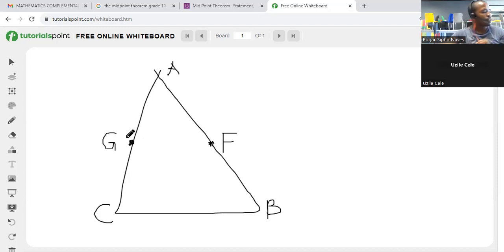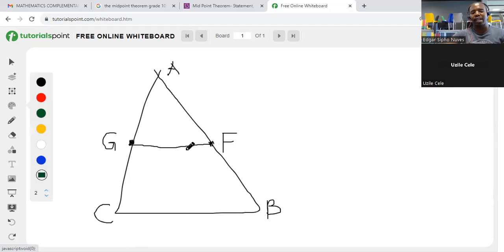Yes. So now this is what the midpoint theorem says. We started off with midpoints. There we have them. Then what happens now? We join the midpoints to make a line. So now what the midpoint theorem says is that the line that joins the midpoints is, first of all, parallel to the third side. The third side is CB. Yes, it's parallel to CB.